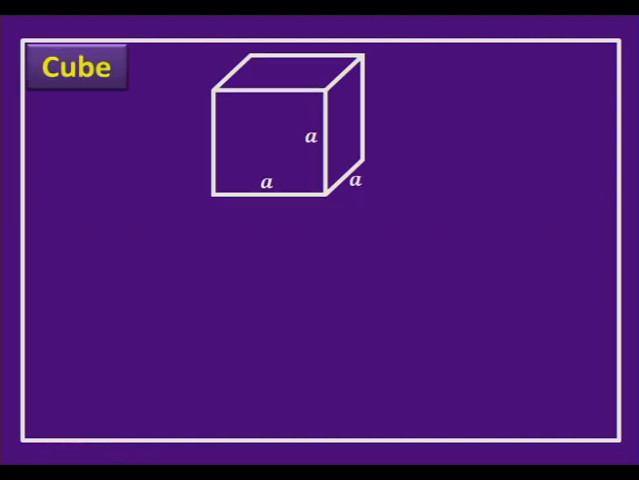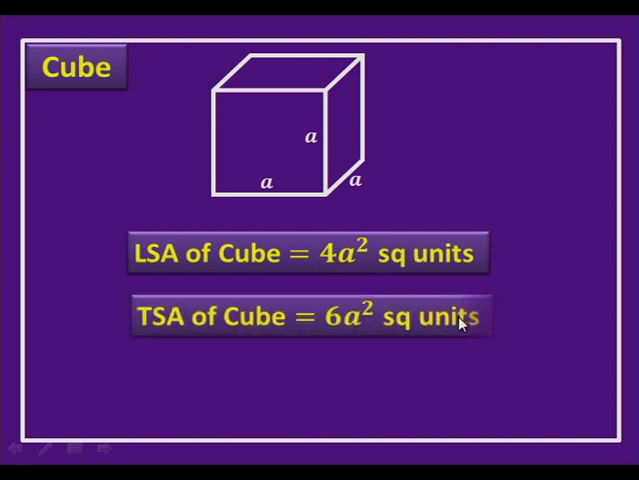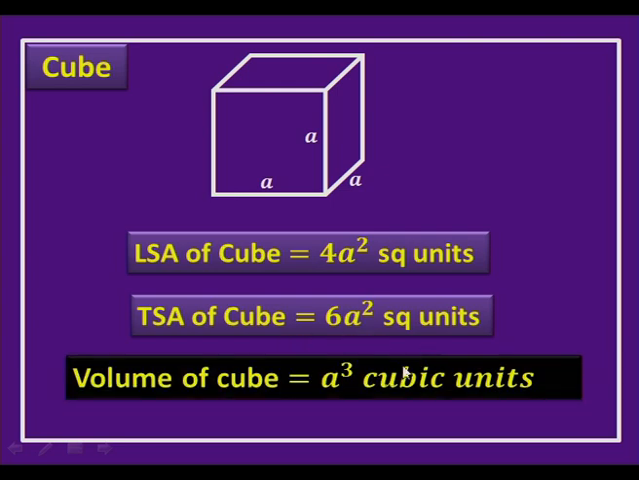Let us see about a cube now. Here, children, if you notice, a cube is nothing but a cuboid in which all the edges are of equal length. So, instead of L, B and H, we have a and a as its sides or edges. Now, in such cases, the LSA of a cube is given by 4a square units, whereas the TSA of a cube is given by 6a square units, and the volume of a cube is given by a cube cubic units. So, children, now we understood what the total surface area, lateral surface area and volume of a cuboid and cube are.